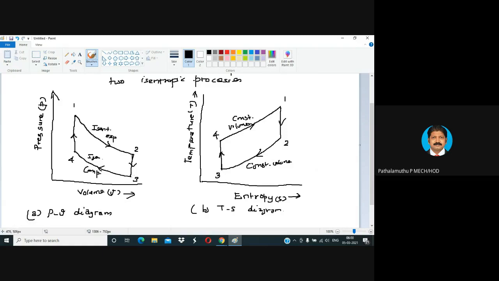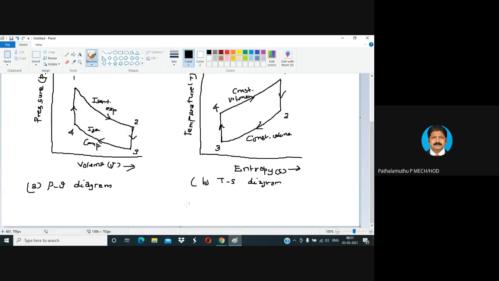In second stage, 2 to 3, constant volume cooling. The air is cooled at constant volume from temperature T2 to temperature T3, as shown in figure A and B in the curve 2 to 3. In this stage, heat is rejected by the air. So in second stage, Q2 to 3 equal to mCV into T2 minus T3.